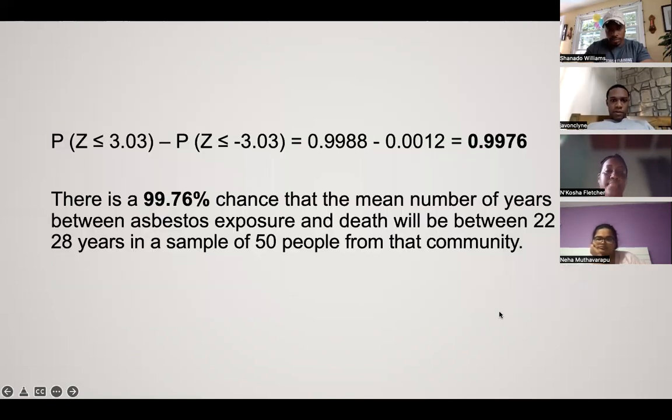So to find the probability that the mean number of years is between 22 and 28, we would subtract the lower value from the upper value to get 0.9976, which is the equivalent of a 99.76% chance that the mean number of years between asbestos exposure and death will be between 22 and 28 years in a sample of 50 people.